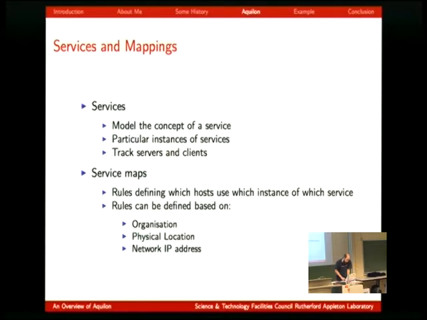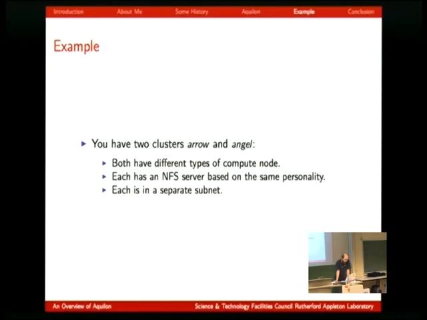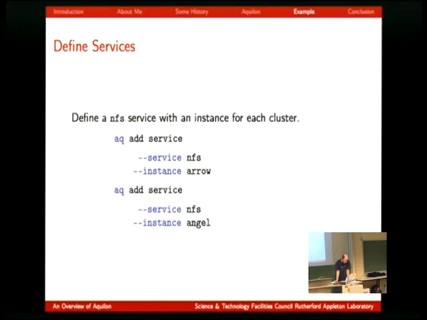But at the moment you can create those rules based on what organization it is, what physical location it has, and what network it is. When we say network IP address, what we mean is the network root IP, so whatever it is, /21 or something, for example. So you can allocate a service to a subnet. So, for example, you have 2 clusters. Both have 2 different types of compute node, but each has an NFS server, perhaps serving software to the cluster, which has exactly the same personality because they're just NFS servers. But each is in a separate subnet. What you could do is define an NFS service with an instance for each cluster. It's just that simple.